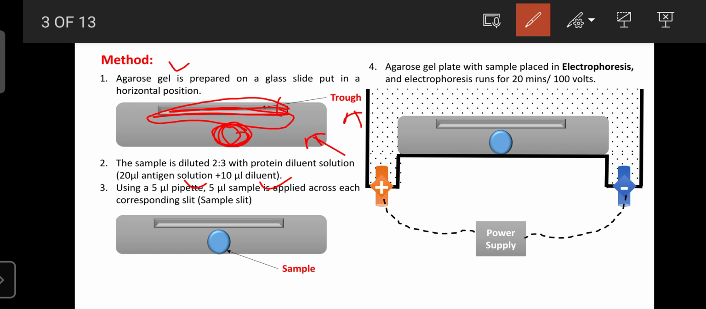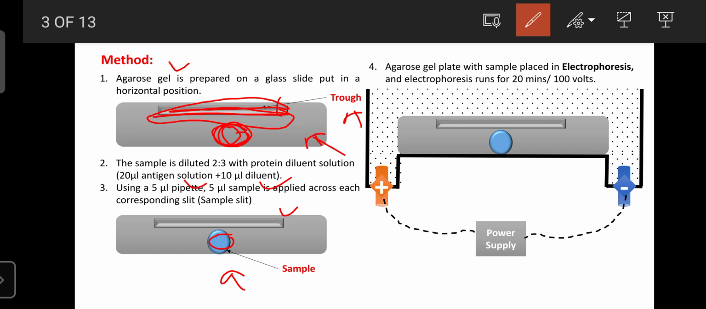With the help of a 5 microliter pipette, you put 5 microliter of the sample that is under study. This figure indicates where we apply the sample, and this is also the trough. Still it is empty, it does not have any fill. This trough is required for further processing.